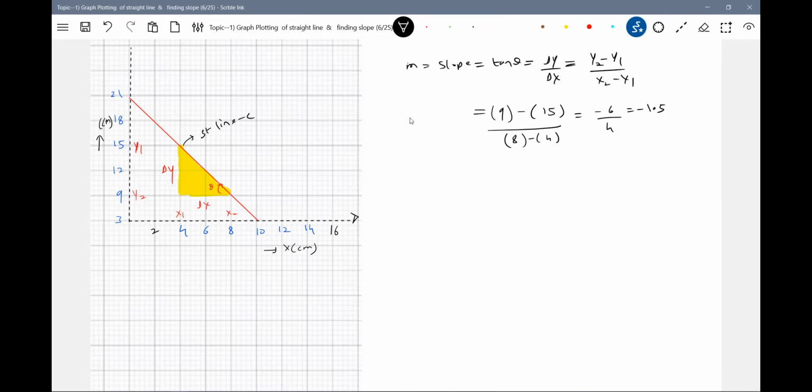What about intercept? Intercept should be 21. So the intercept is 21. So y equal to mx plus c. The value of m is how much? Minus 1.5. What is the value of c? C is 21.